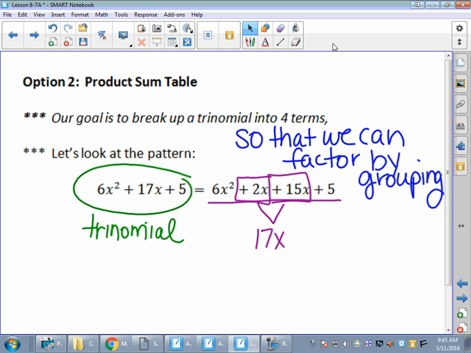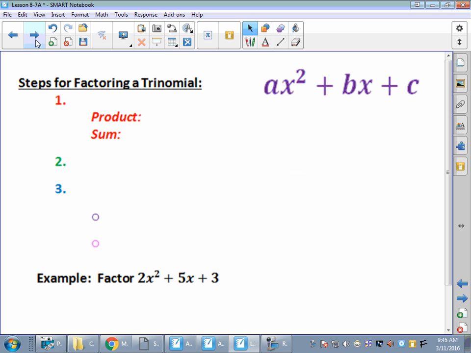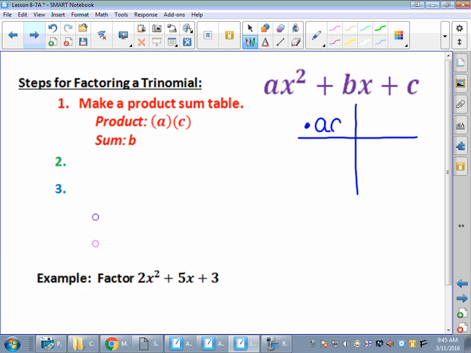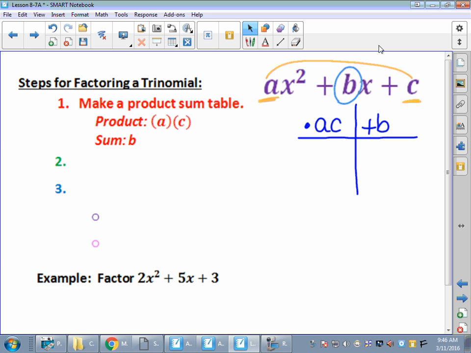All right, so let's go through the steps and then we'll do some factoring with it. So to factor a trinomial, I put ax squared plus bx plus c up here because we're going to refer to those a's, b's, and c's. So the first thing you need to do is make a product sum table. When I make a product sum table, I do this. Multiplies to a times c and adds to b. So a times c is your number out in front of your x squared times the number that is by itself. We want to know what will multiply to that, but add to that middle term. In that last example, it was 17.